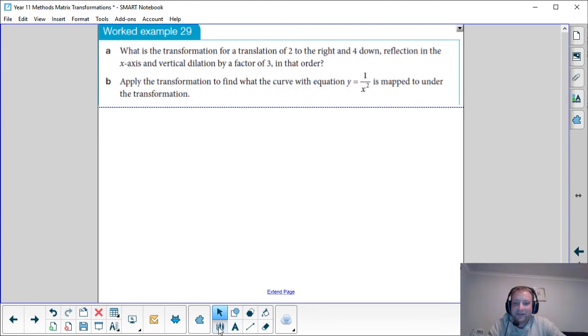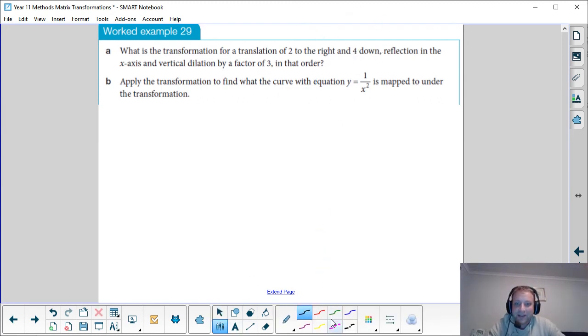So they're giving us a few different transformations. They're giving us translations. So there's going to be movement side to side, to the right and down. Okay, so we're going to be filling up that plusing and minusing matrix. There's going to be a reflection in the x-axis. So that means the x-axis is our mirror line, which means it's an up and down reflection. And we want a vertical dilation. So again, up and down dilation by a factor of 3. But they said in that order. So that's a little wrinkle. We'll deal with that when we get there.